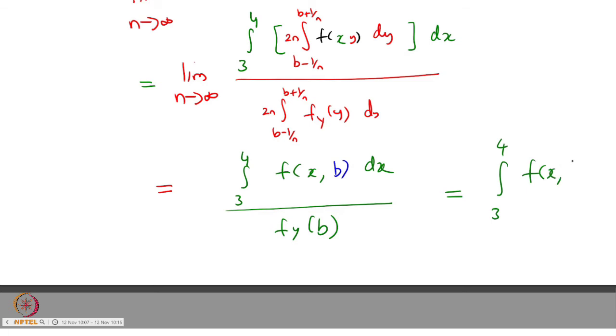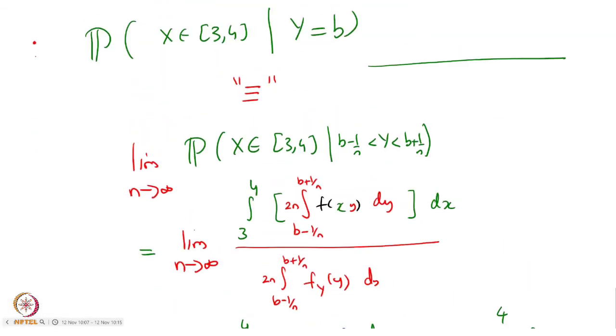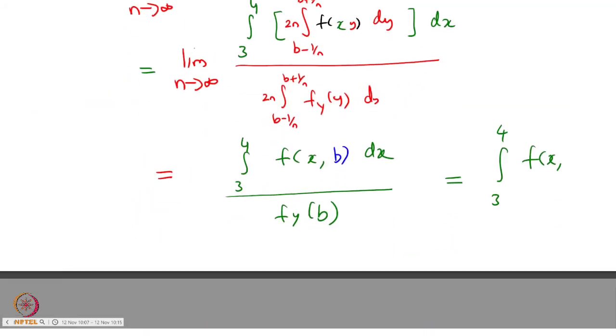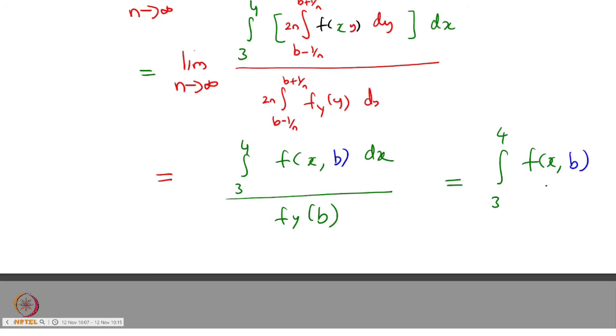So then this is, let's just take 3 to 4, f at the point x comma b. What I use the word b for is the same as green, so let me just change this to blue. Y is equal to b. Whenever b is, I put it in blue. So here the b hangs around. So f of x comma b divided by f sub y at the point b. So it's kind of an interesting calculation.